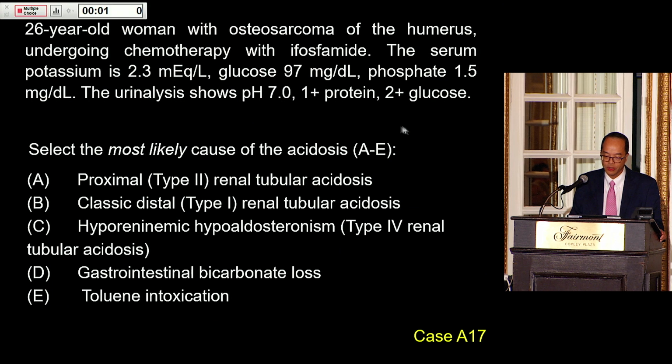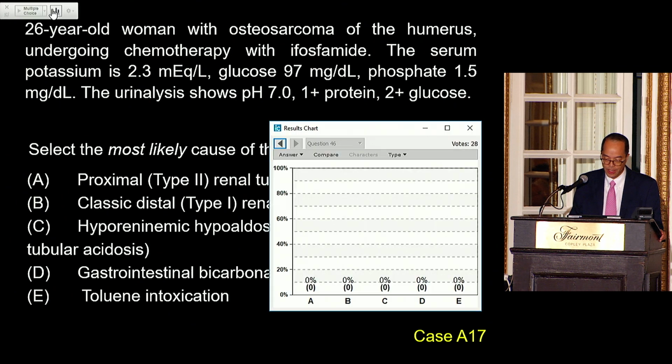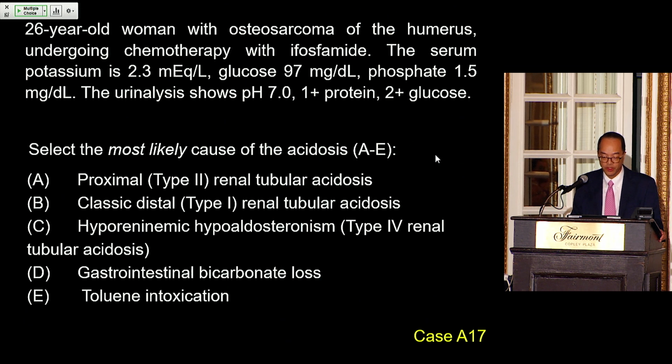A 26-year-old woman with osteosarcoma of the humerus undergoing chemotherapy of ifosfamide, who has a K of 2.3, phosphate of 1.5, and has 2+ glucose in the urine with a pH of 7. Okay. Clearly Fanconi's, and in this case due to ifosfamide, classic cause of that.